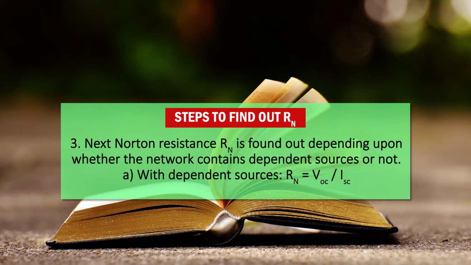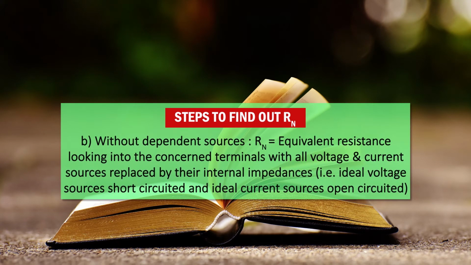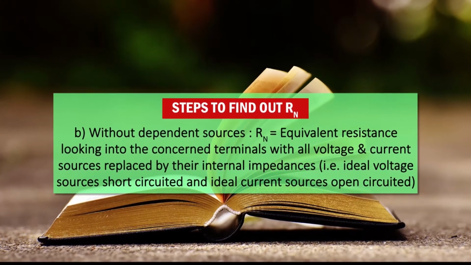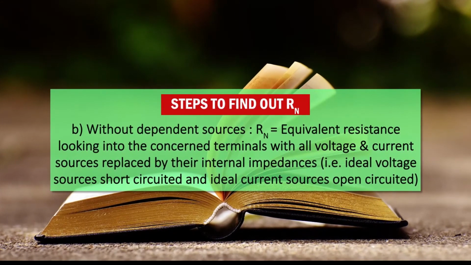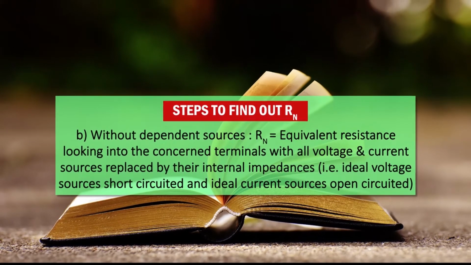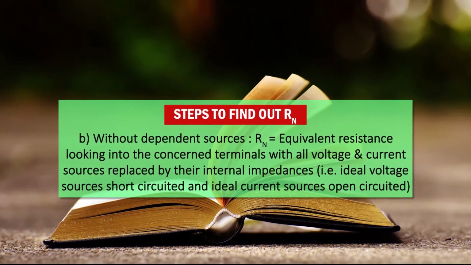The third step is that Norton resistance RN is found out depending upon whether the network contains a dependent source or not. If there is a dependent source, then Norton resistance can be calculated as the ratio of the open circuit voltage to the short circuit current. If there is no dependent source, then Norton equivalent resistance can be calculated as the equivalent resistance looking into the concerned terminals with all voltage and current sources replaced by their internal resistances. So if there is an ideal voltage source, you have to replace it by a short circuit. If it is an ideal current source, then you have to replace it by an open circuit.